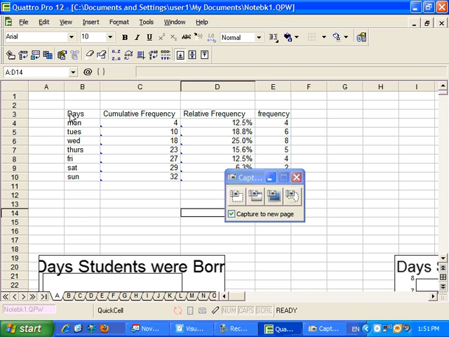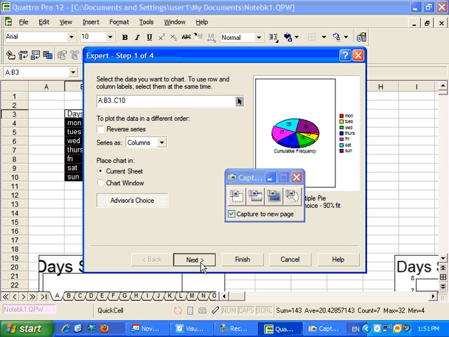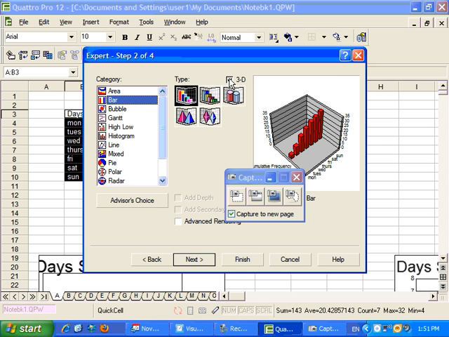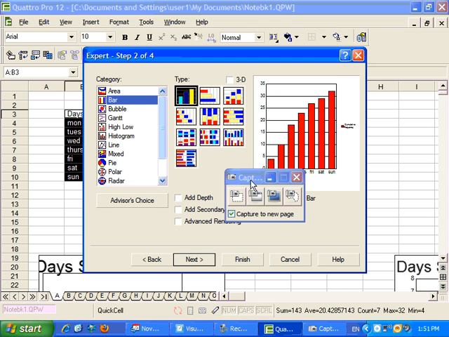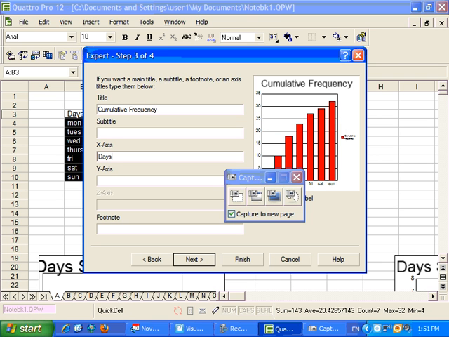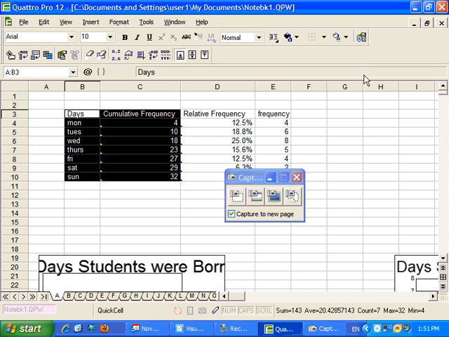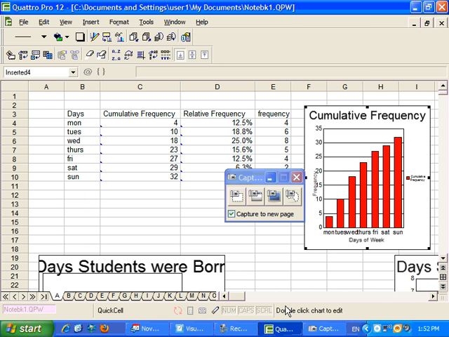And then the graphing part, highlight the section you want graphed. Again, it works better if it's side by side. And again, I prefer the bar graph, not 3D though, 2D is great. And next, the title, so cumulative frequency. X-axis days of week, Y-axis is your frequency. All right, so next, finish, and here we go.